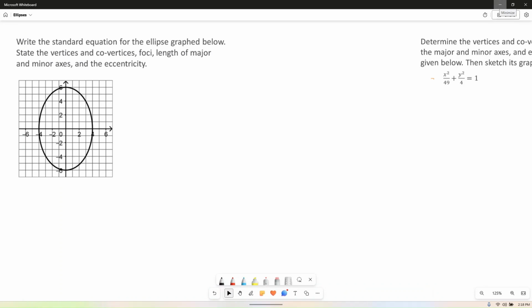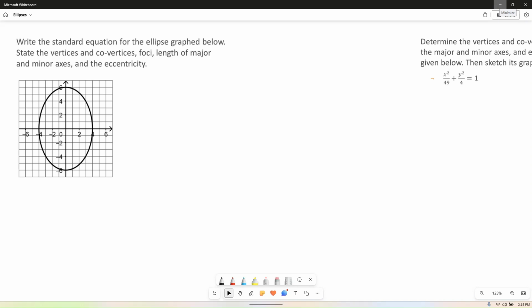Let's look at a couple examples of ellipses that are centered at the origin. For each of these examples, we want to list out all the key characteristics, which would include the center, which for both of these is going to be at the origin. We want to list the vertices and the co-vertices, the foci, the length of the major and minor axes, and then the eccentricity. If we're given a graph, we want to write the equation. If we're given the equation, we want to sketch its graph. So that's kind of what we're looking at here.